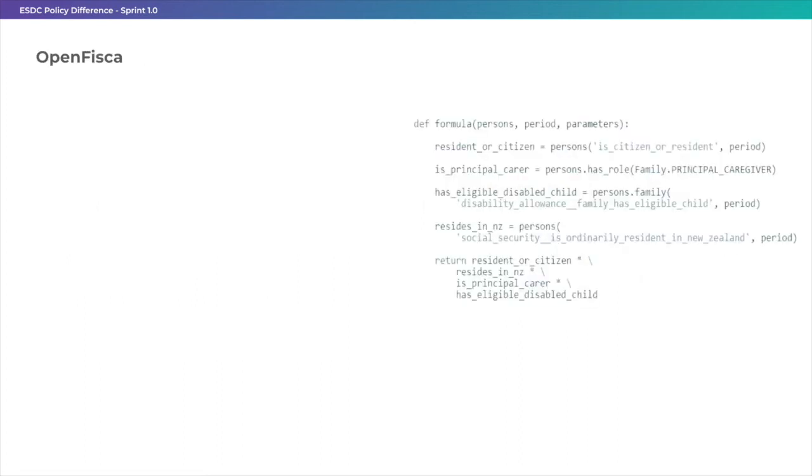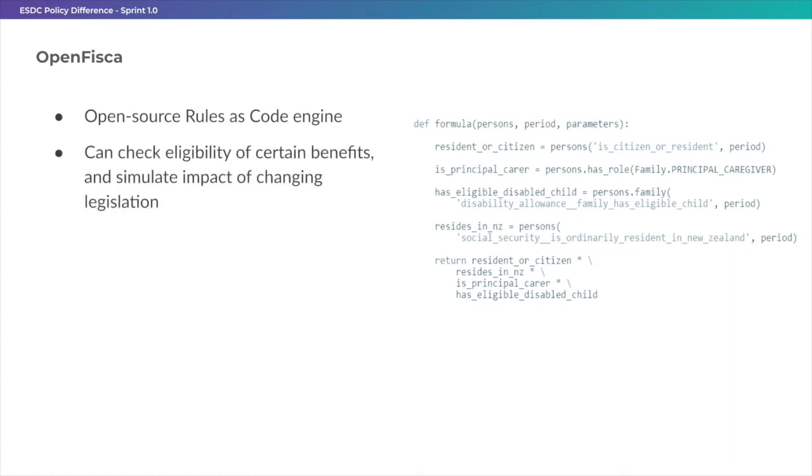So OpenFisca is simply an open source software that allows you to model a rules as code environment. So if we can understand what rules as code is as a concept, OpenFisca is simply an open source platform for that. To the right, you can see an example of rules as code. This is part of the same example we saw earlier, and it's coded in Python. So this can allow us to check eligibility of benefits, simulate impact of changing legislation.